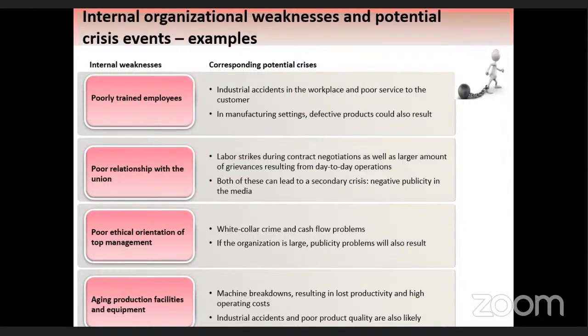If the organization is large, publicity problems will also result. Then aging production facilities and equipment. Machines break down, resulting in lost productivity and high operation costs. Industrial accidents and poor product quality are also likely to come up, okay?